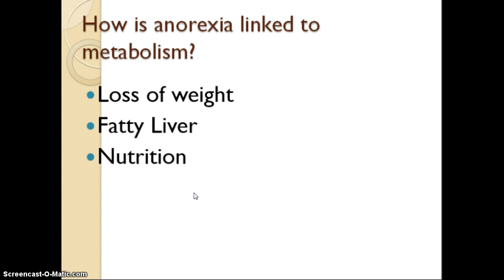How is anorexia linked to metabolism? A patient that has anorexia is not getting enough proteins, carbs, any nutrition really. This means that the body is suffering big time. For example, the patient can develop another disease called fatty liver, which basically means that the liver starts collecting fat. The body also starts to take fat from the body to make energy. That is why the patient suffering from anorexia loses weight fast.